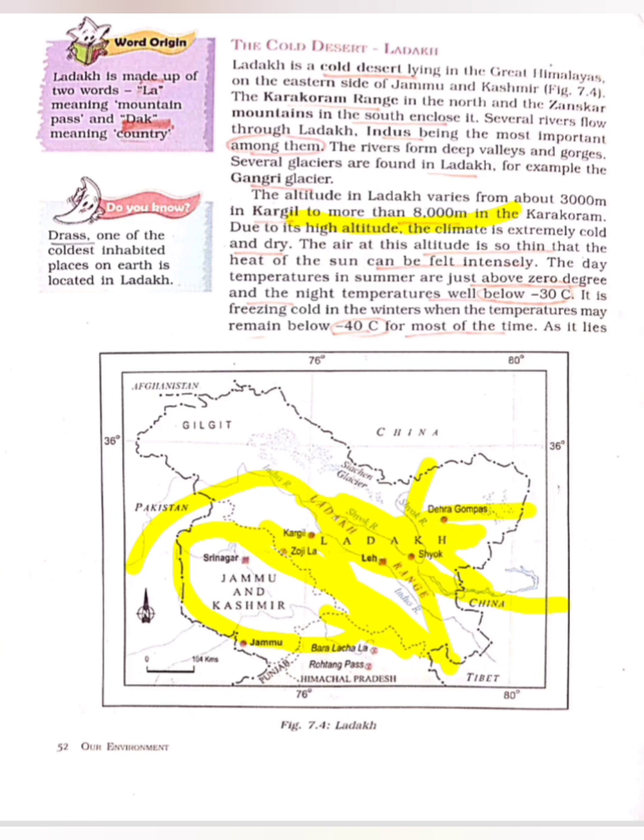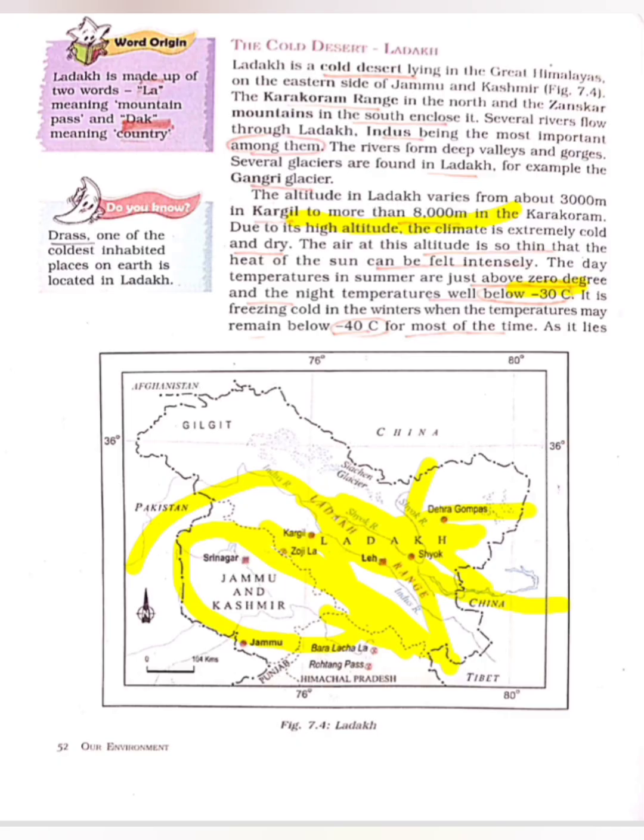Due to its high altitude, the climate is extremely cold and dry. The air at the altitude is so thin that the heat of the sun can be felt intensely. The day temperature in the summer is just above 0 degrees and the night temperature is minus 30 degrees. It is freezing cold in the winter. The temperature remains below minus 40 degrees Celsius for most of the time. That is the climate of Ladakh.